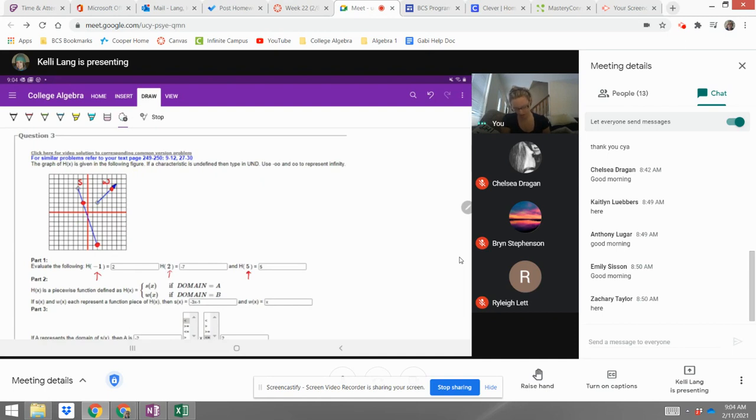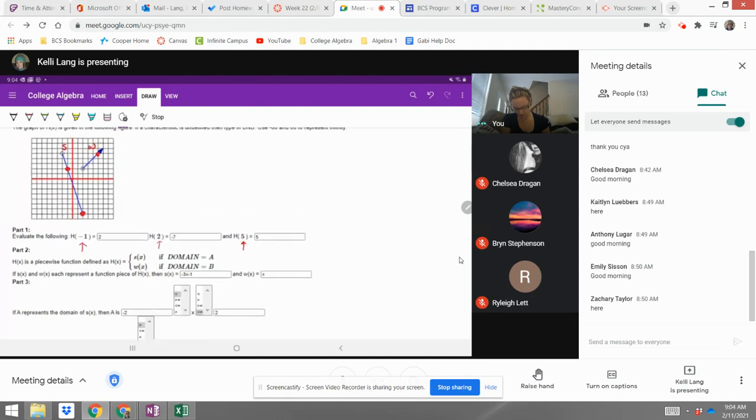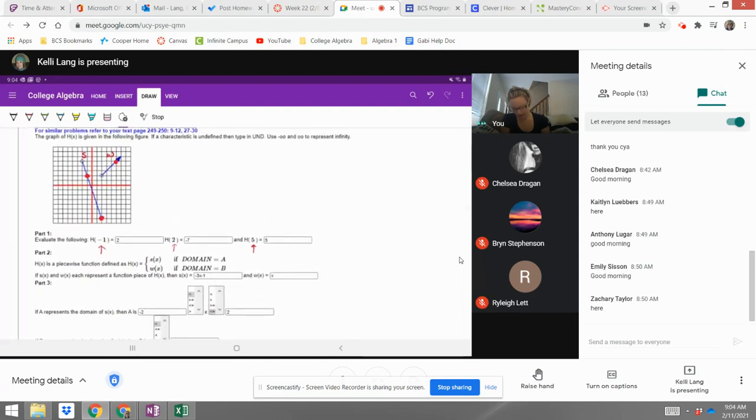Now let's talk domain. They're calling the domain for the first part of our piecewise function A. So when we want to find the domain A, we're just looking for the domain of this part of our piecewise function. Remember, domain is all of the x values, so pay attention to whether you have open circles or closed circles at your boundaries.